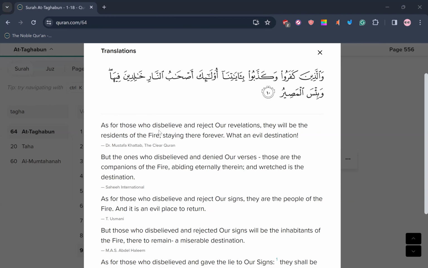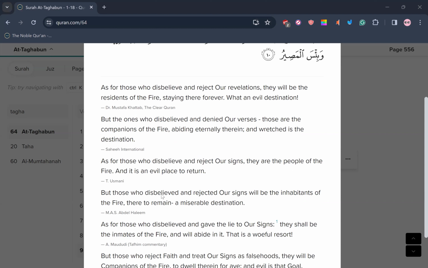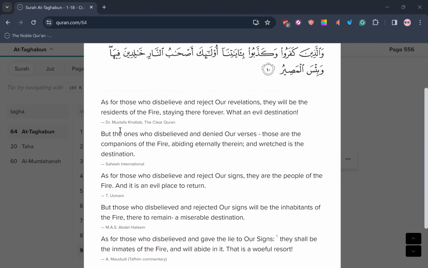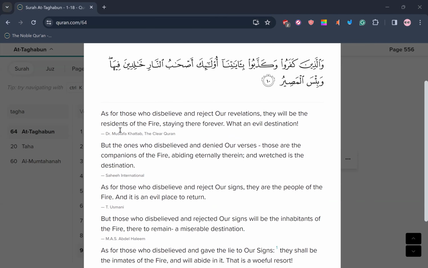Mustafa Khattab is normally the easiest one to read because it flows nicely, but then Abdul Halim sticks more to the grammar and the sarf, and then you have Sahih, he's pretty okay. So those are the ones that I normally look at most of the time.